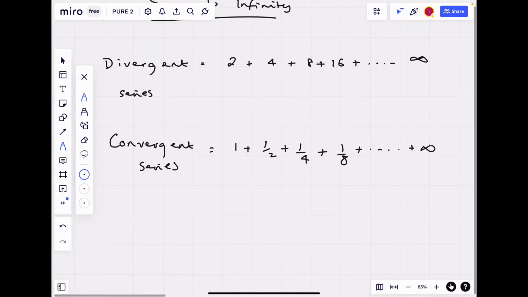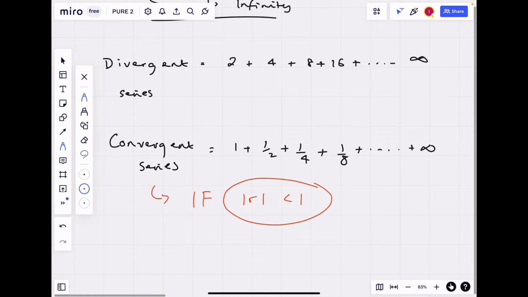Now, a series is convergent if the modulus of r is less than 1. That you need to know. Okay? A convergent series gets smaller as you go along, and the proof, or to know whether or not a geometric series is actually convergent, is if the modulus of r is less than 1.